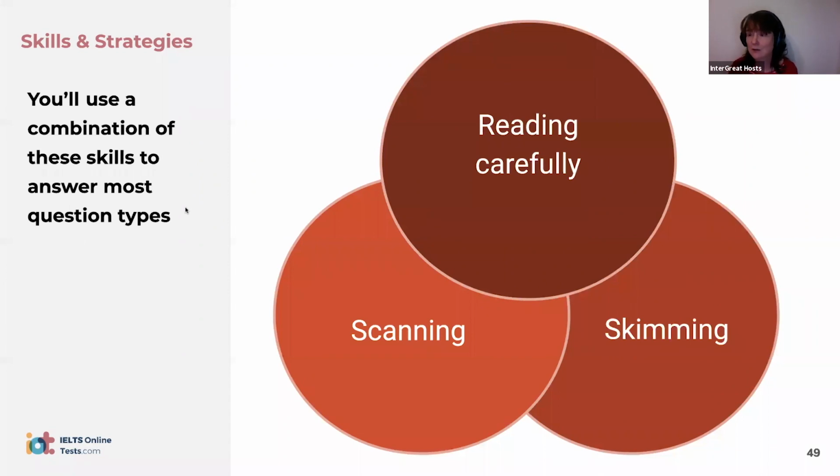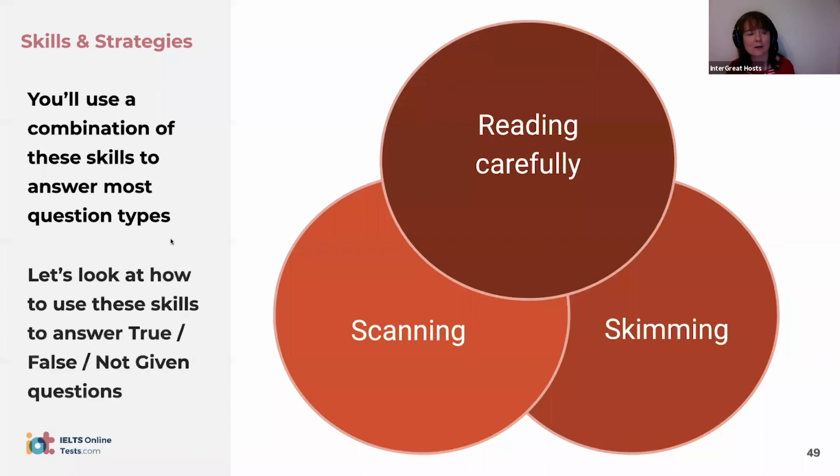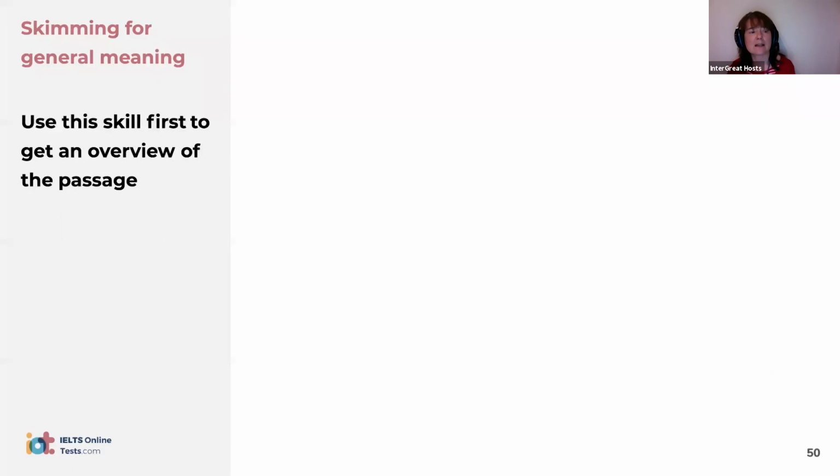But we're generally using two or more of these in each exercise, okay? So we can use all of these when it comes to the true, false, not given. So let's have a look at how we can do that.